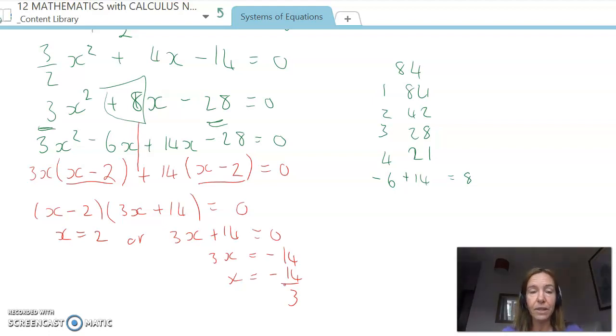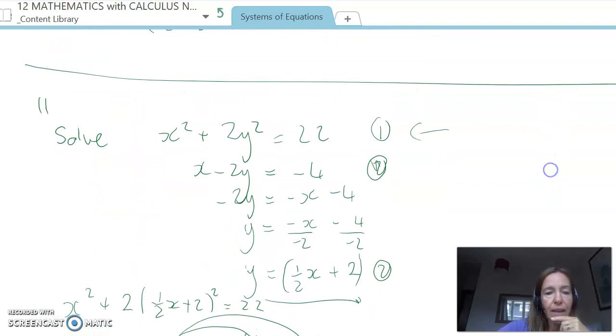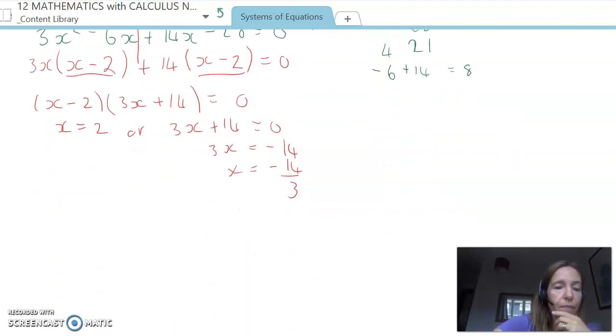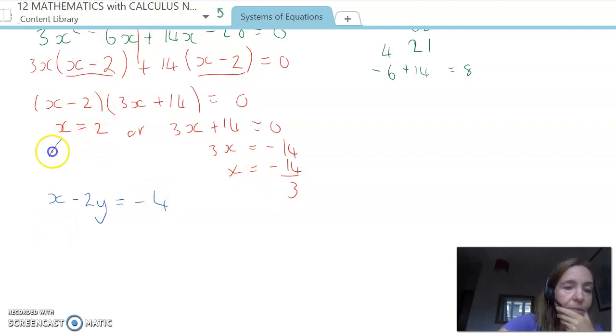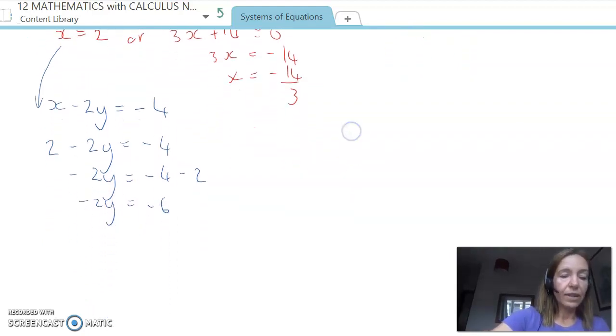So it means there are two intercepts in my graph. And I just need to now solve for the y values. So my linear equation is here, x minus 2y equals negative 4. I'm going to substitute 2 into that. 2 minus 2y equals negative 4. Negative 2y equals negative 4 minus 2. You don't have to show every single little bit. 6 divided by 2 is 3, and a negative divided by a negative is positive 3. So this will meet at the point where x is 2 and y is 3.